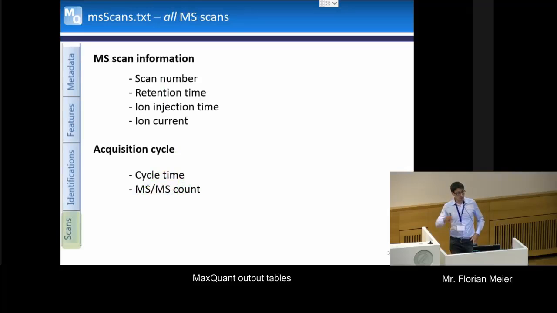Okay, so coming from the MS-MS scans to the MS scans, which are our survey scans where we pick the precursors from.